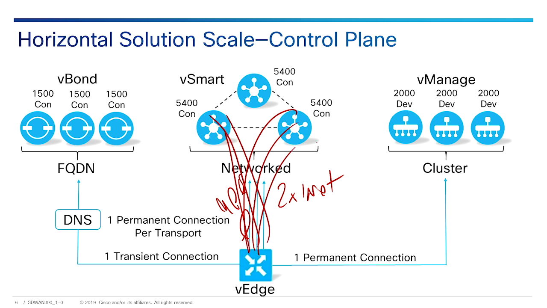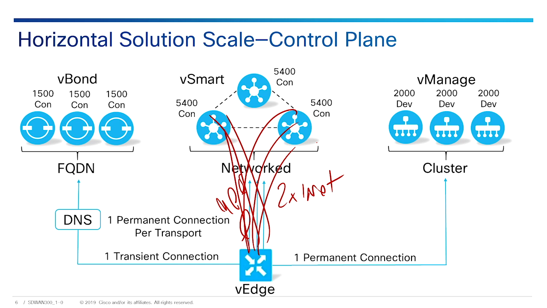Each vBond scales up to 1,500 connections each. If you need more than one vBond, DNS load balancing is required. So you're going to have to do that DNS load balancing externally through a DNS load balancer. On the vEdge routers, you can configure a fully qualified domain name for vBond, the same as on the vSmart controllers, and let DNS balance between the vBond servers.